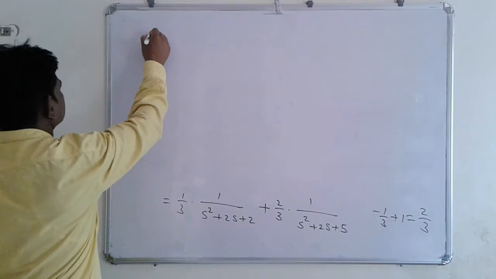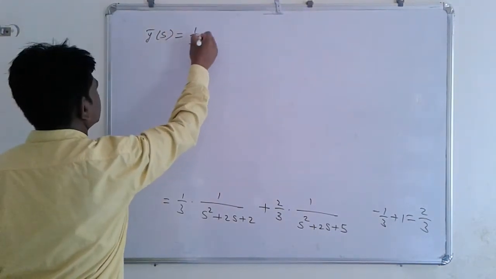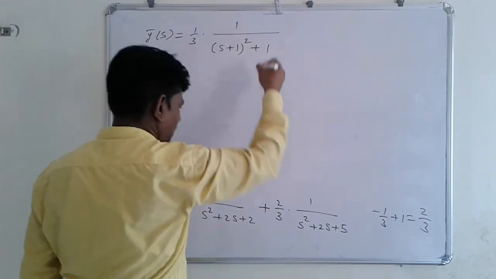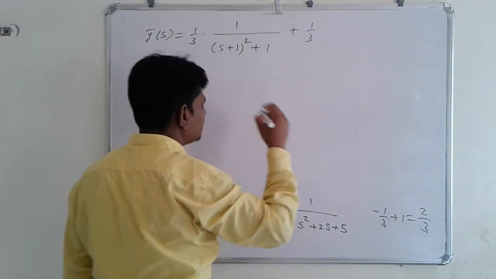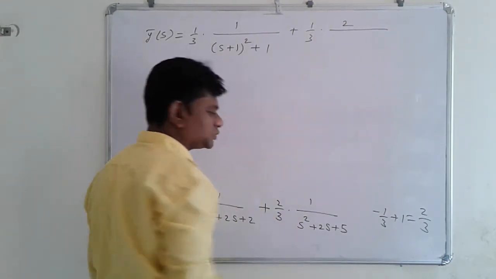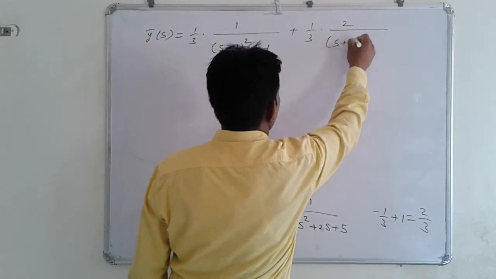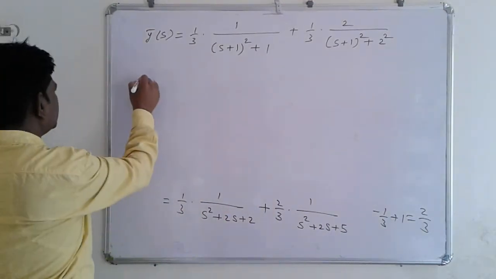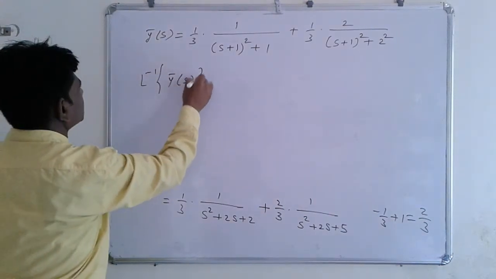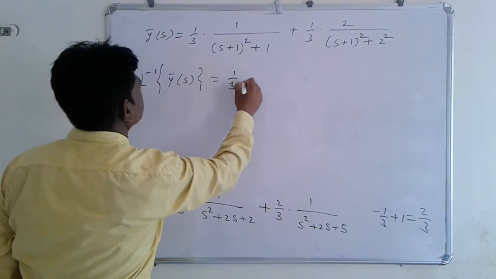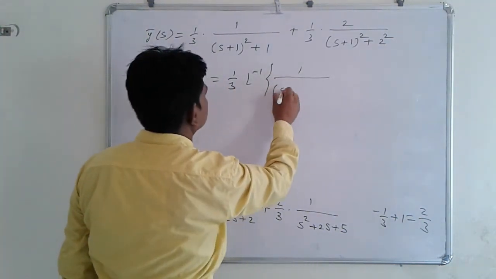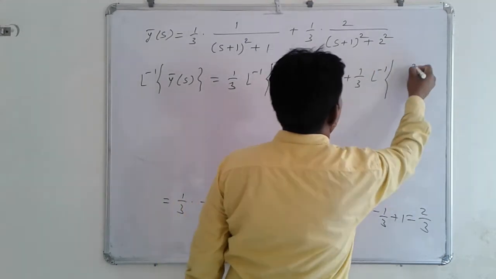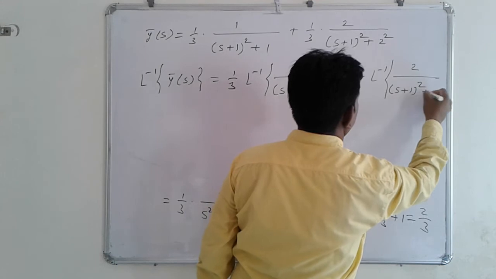So therefore y bar s is equal to 1 by 3 times 1 upon s square plus 2s plus 2, which is s plus 1 whole square plus 1, plus 1 by 3 times 2 upon s square plus 2s plus 5, which is s plus 1 whole square plus 4, meaning 2 square. Now by applying the inverse Laplace transform, the inverse Laplace transform of y bar s is equal to 1 by 3 L inverse of 1 upon s plus 1 whole square plus 1, plus 1 by 3 L inverse of 2 upon s plus 1 whole square plus 2 square.